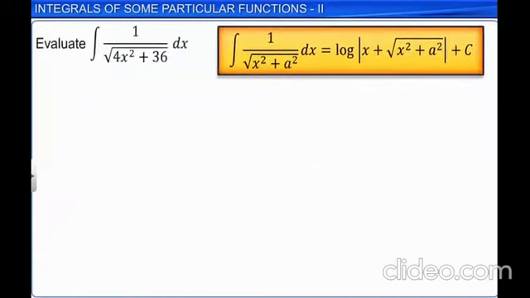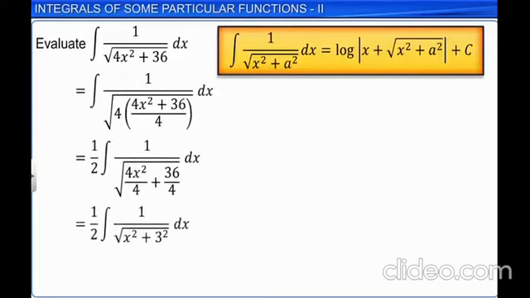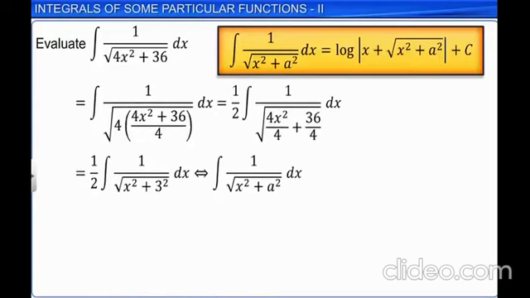Now, let's learn to apply this standard integral identity to solve the integral of 1 upon square root of 4x square plus 36 dx. First, we bring this integral into standard form. For this, we multiply and divide each term in the denominator with the coefficient of x square. On simplifying, the denominator can be written as square root of x square plus 3 square. Now, the integral is in standard form. Using the formula, the solution of the integral is equal to 1 upon 2 log x plus square root of x square plus 9 plus c.